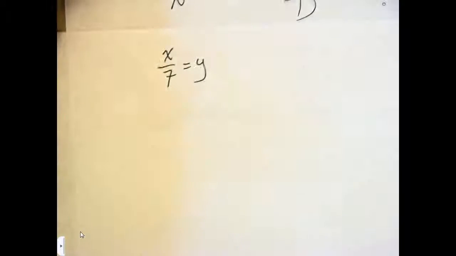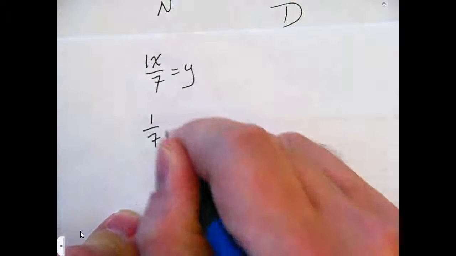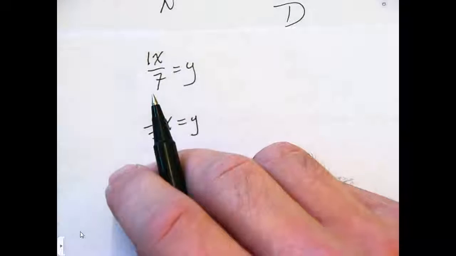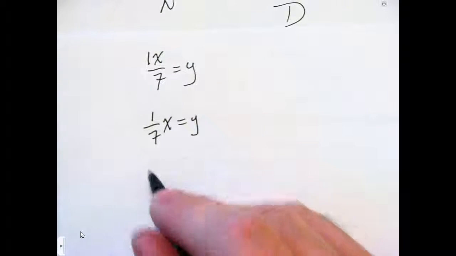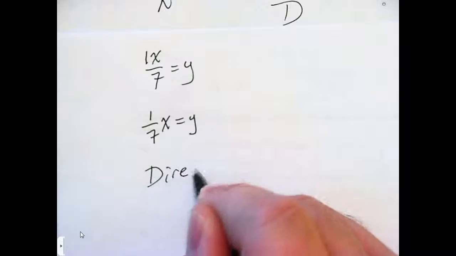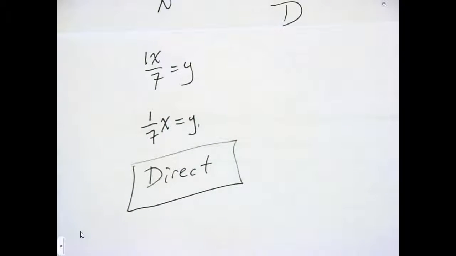So that's 1 over 7 times x. Okay, what is that? It's a direct variation. It's y equals mx, right? It's a direct variation. You guys with me on that?